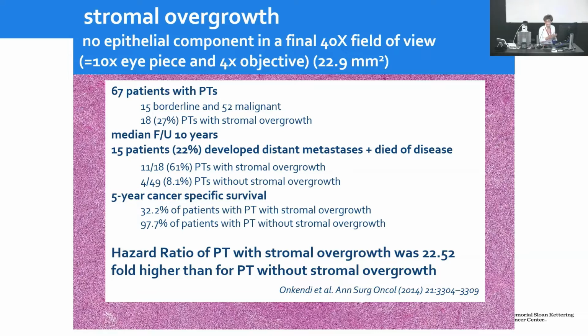And not surprisingly, it basically indicates almost the beginning of sarcomatous growth of the stromal component. And the hazard ratio of a phyllodes tumor with stromal overgrowth was 22.52-fold higher than for phyllodes tumor without stromal overgrowth. So stromal overgrowth is a very powerful indicator.